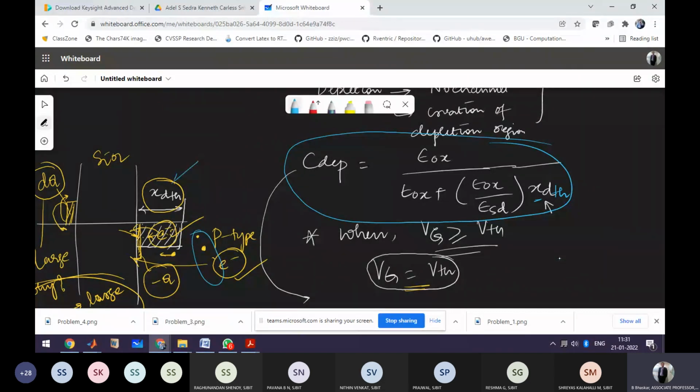So what will happen to this XDTH? Will it decrease? Will XDTH reduce at high frequency? What is your answer? Because the rate of change is very fast, electrons cannot come out, so XDTH will not reduce. Tell me, did you understand the answer?